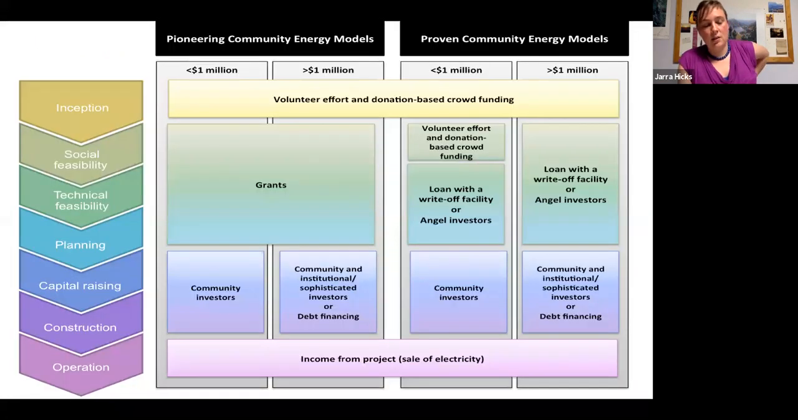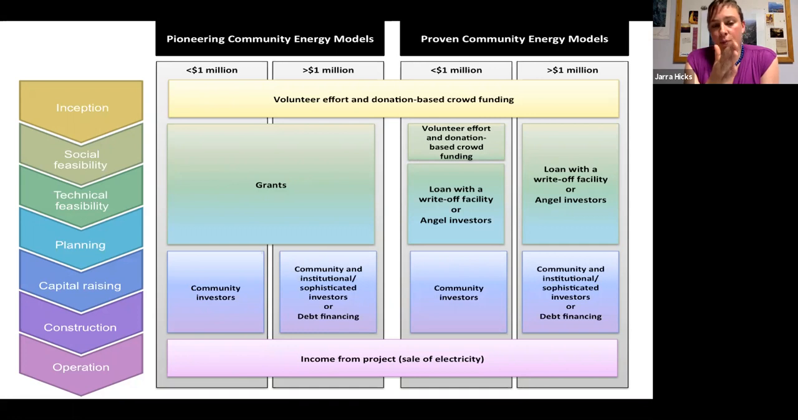The last thing I'll just mention in this sort of general overview of economic arrangements is that different sources of finance are going to make sense at different stages in a project and for different types of projects. So this is just a schema that we developed at Community Power Agency that shows on the left-hand side there the different stages of a project, so your inception and your feasibility stages through to your planning and then your capital raising and construction and operation phases.